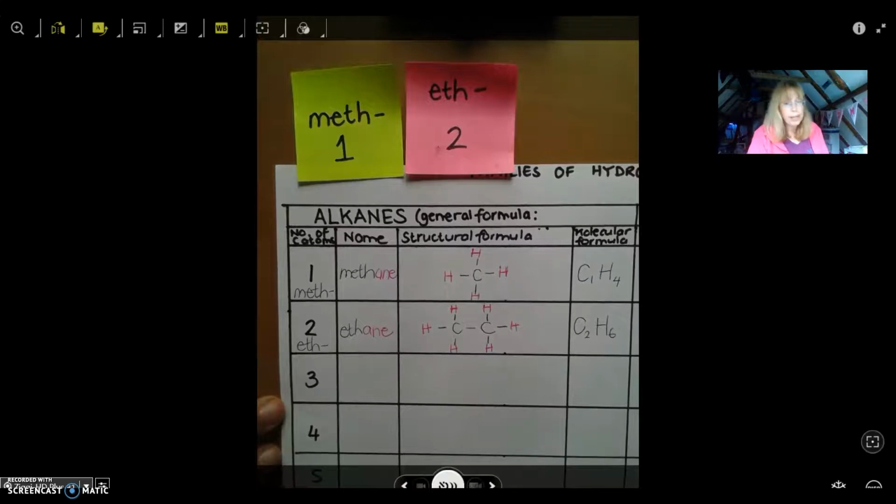Okay, now let's see if we can do the next one. If you want to do it with marshmallows, absolutely go ahead. I've got very sticky fingers, so I'm going to avoid it for the moment.